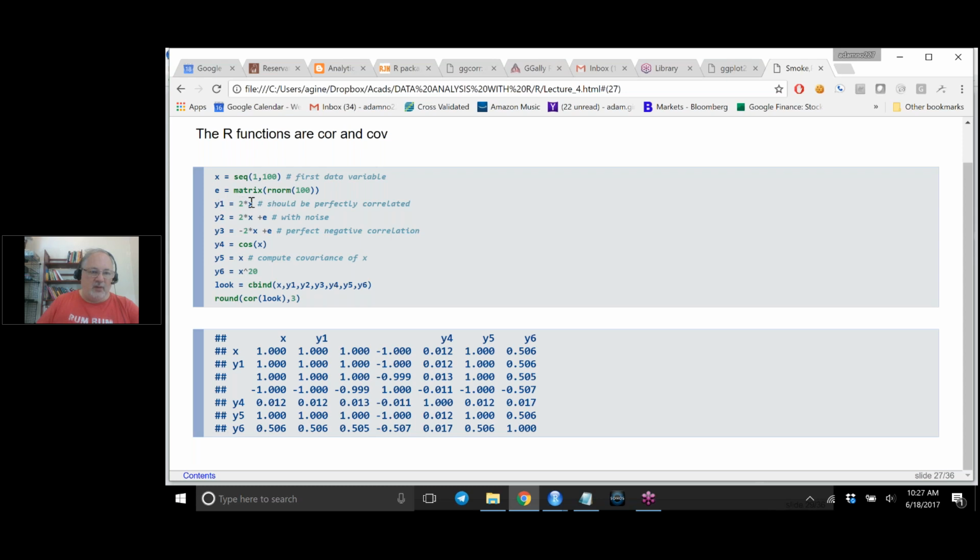The first variable y1 is going to be 2 times x. Now here's a perfect linear relationship. Okay, so y1 should be perfectly correlated with x. y2, I'm just going to take the same thing and add a little noise. It should be essentially perfectly correlated. y3, I'm just taking the negative. So you should get -1. y4 is cosine x. Okay, so this should not be a linear relationship.